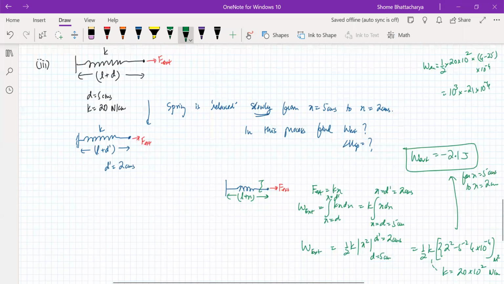Work done is force into displacement. Over there, both are in opposite direction. That's why we are getting the work done as negative. But in the formula, we don't have to put a negative sign. The limits are taking care of it. The fact that x is going from 5 to 2, that's taking care of the fact that the work done will become negative. Are you understanding the point?